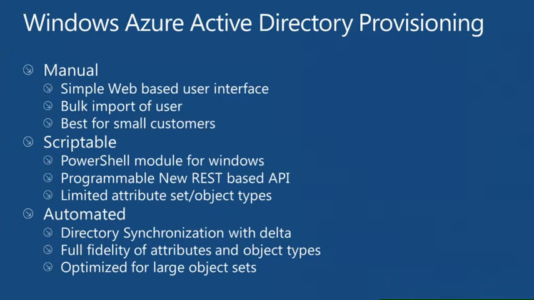And then we have an automated provisioning system. And the automated provisioning is really the first level of our directory integration. It's effectively a directory sync, so taking data from on-premise and syncing that into the cloud, automatically offering that Delta experience as well. It's got a full fidelity of attributes and object types, so it will create everything. It will set all the member links, all of the manager links, and so on. And it's really optimized for larger data sets.